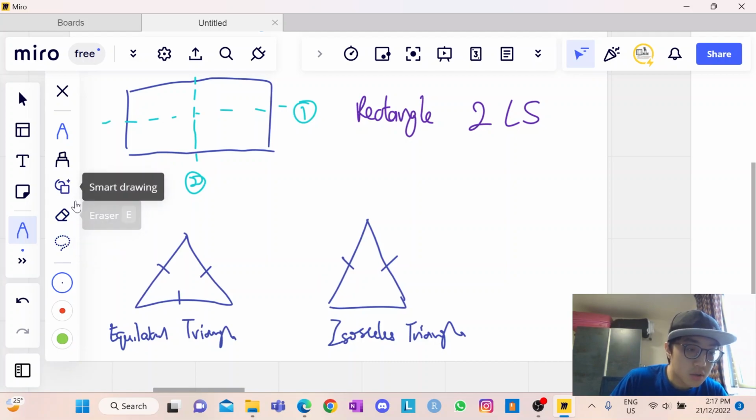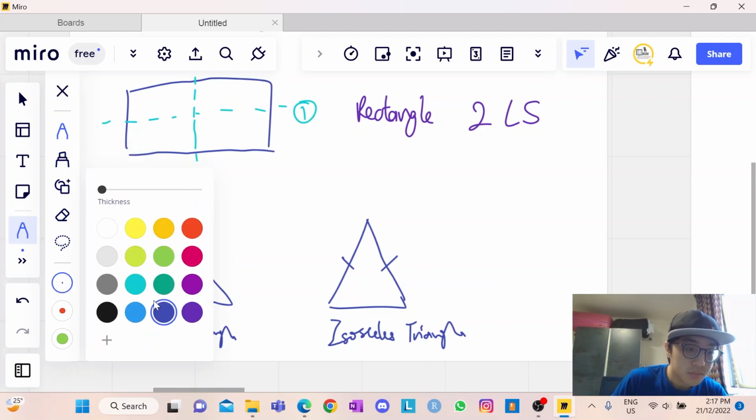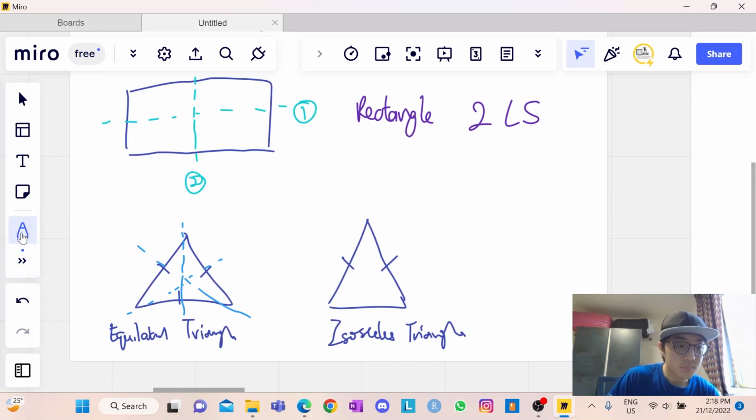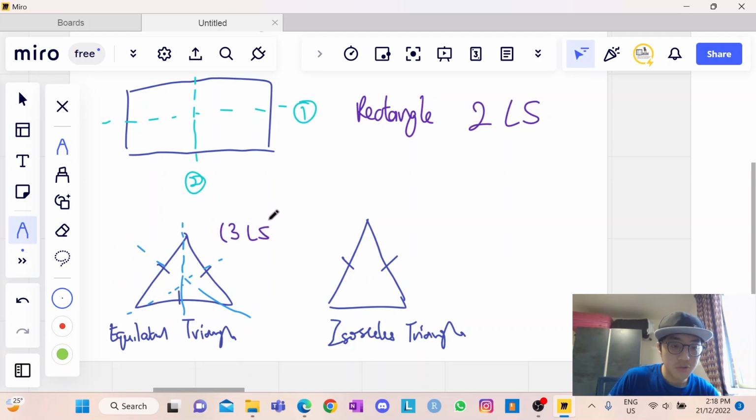Let's go with the equilateral triangle first. If you have an equilateral triangle shape in front of you, you can try to fold it. The first one we can cut through the middle, and it goes the same for all the corners to the middle of the opposite side. So this shows that an equilateral triangle has only three lines of symmetry.